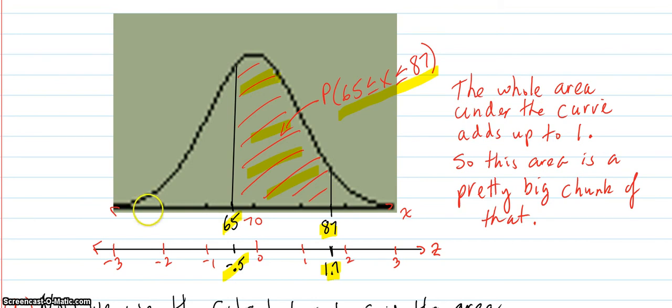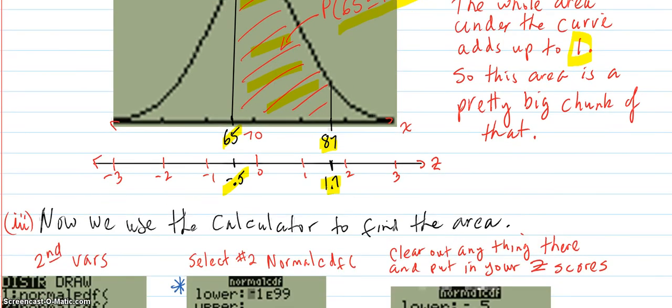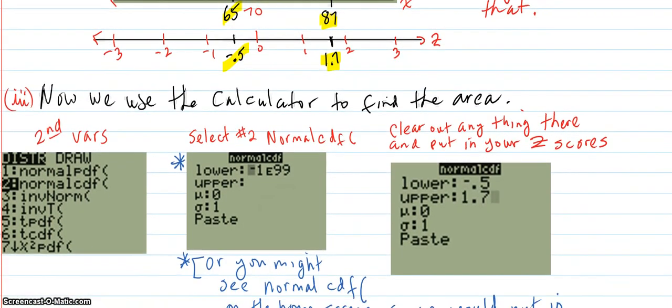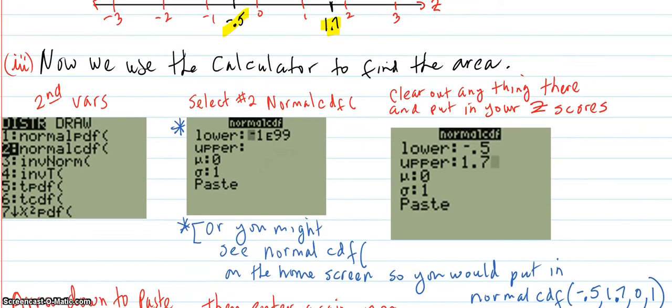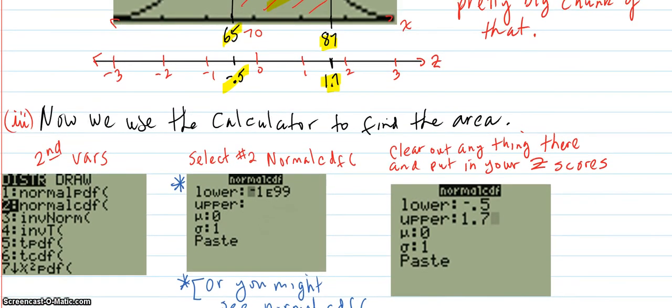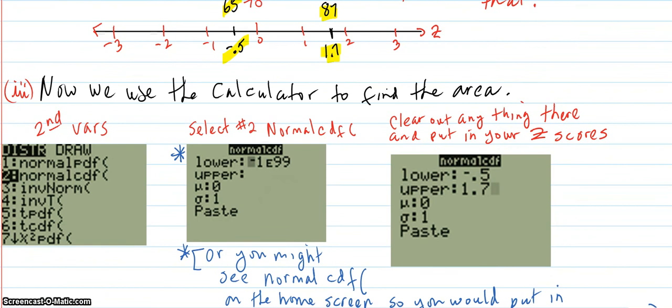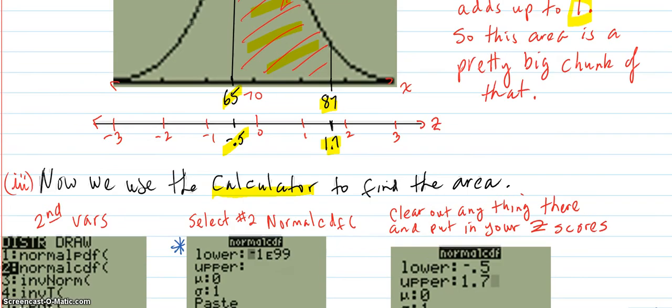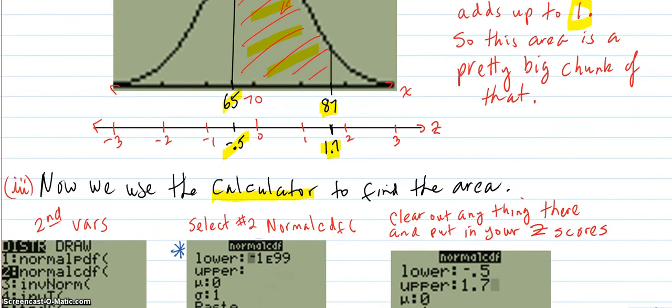Okay, since the area under the curve adds up to 100% or 1, this area is a pretty big chunk. So we're thinking something over 50%, maybe 60%, something in there. It's a pretty big chunk, so we'll see exactly how much it is. Now that we have those z-scores, we can just go ahead and use our calculator to find the actual area, because this is actually a calculus problem to find this area.